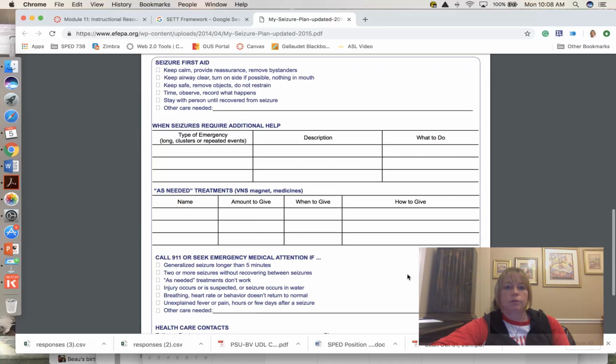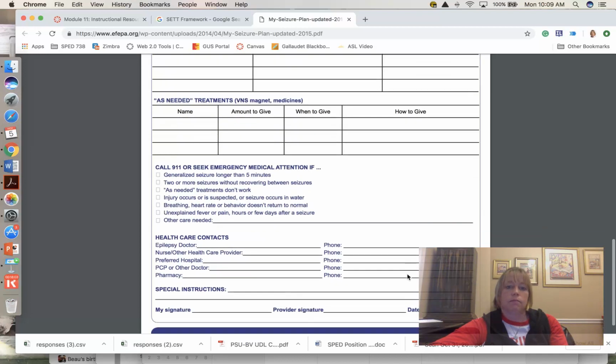And then we look at what is our first aid for this student. What do we need to make sure that they need in place when they have a seizure? And then we also talk about any additional help when they require additional help. For example, if the seizure is going on longer than normal, what do we do? What do the parents want us to do? If the seizures are clustered, so they're just happening one after another, what does the parent want us to do?